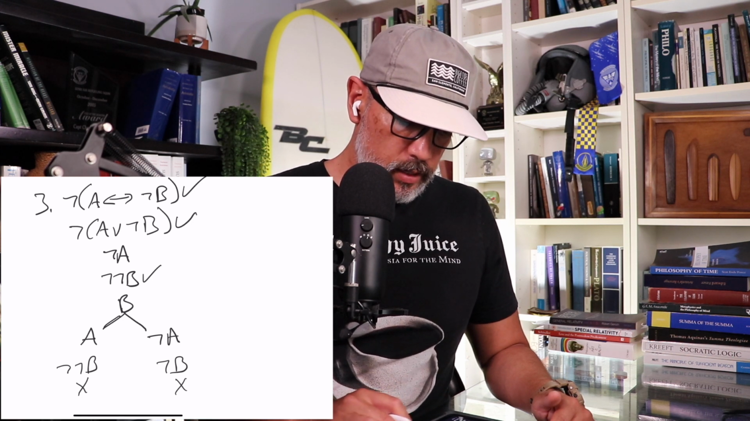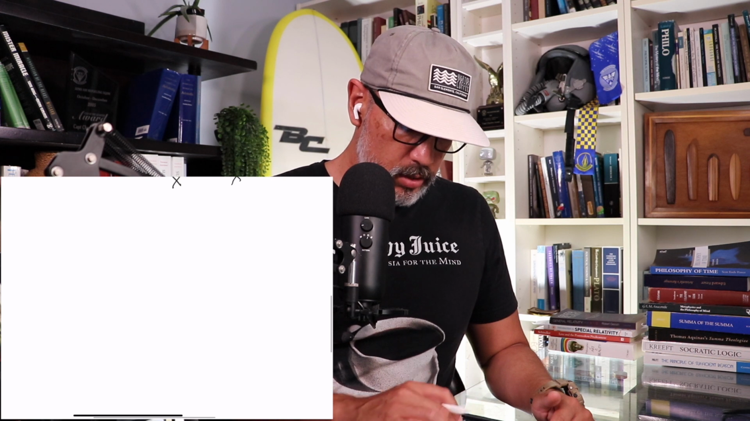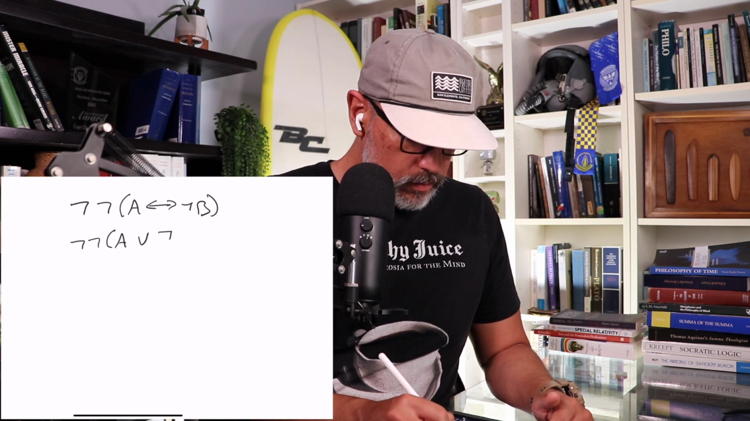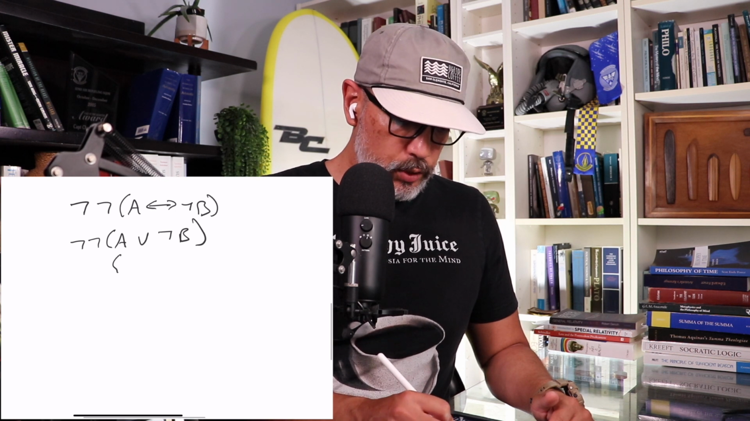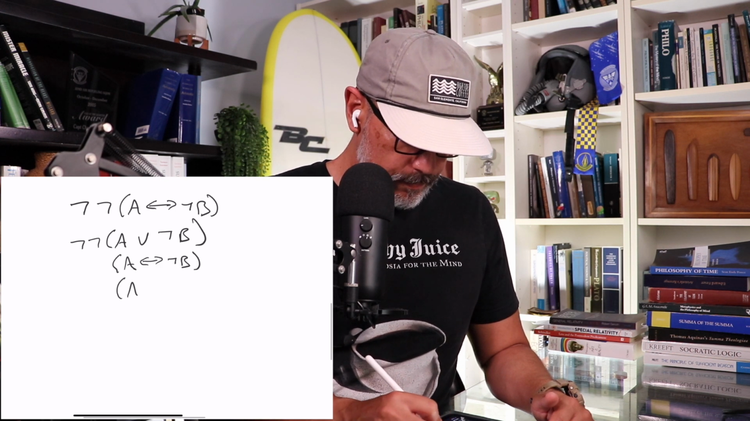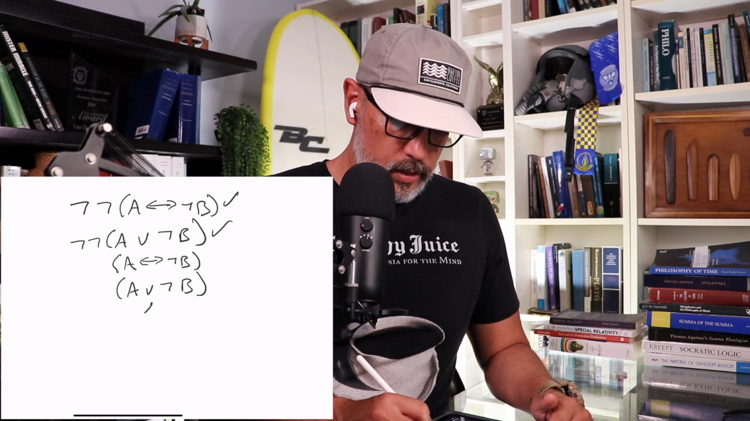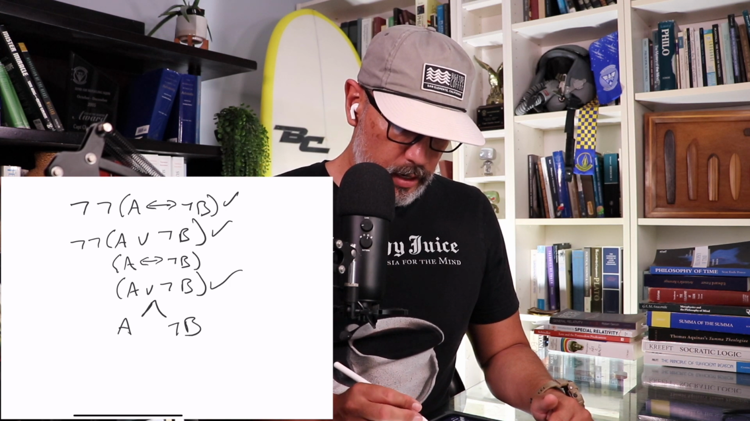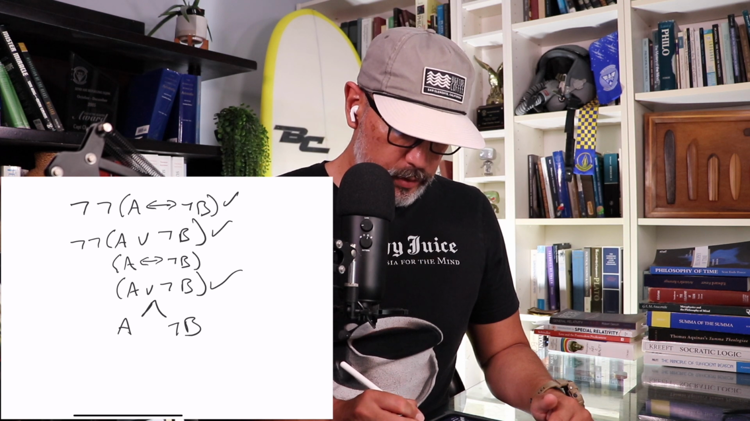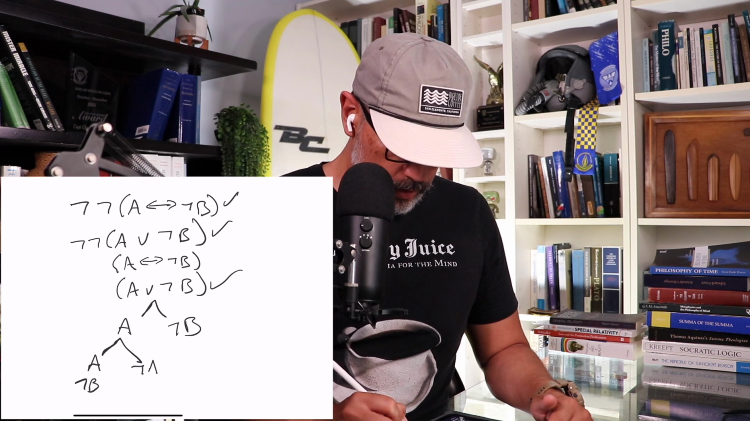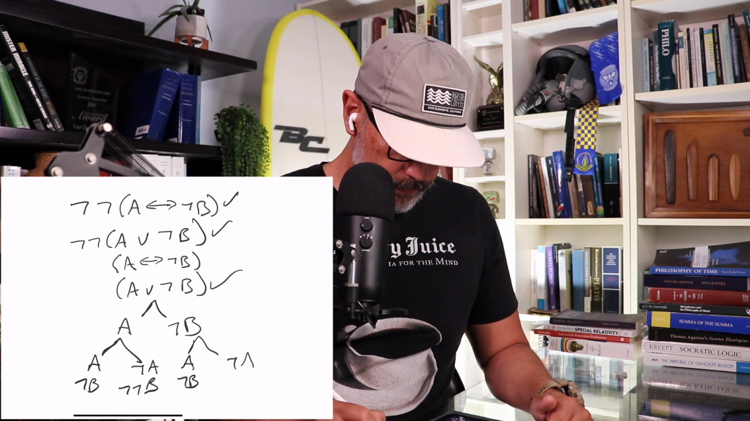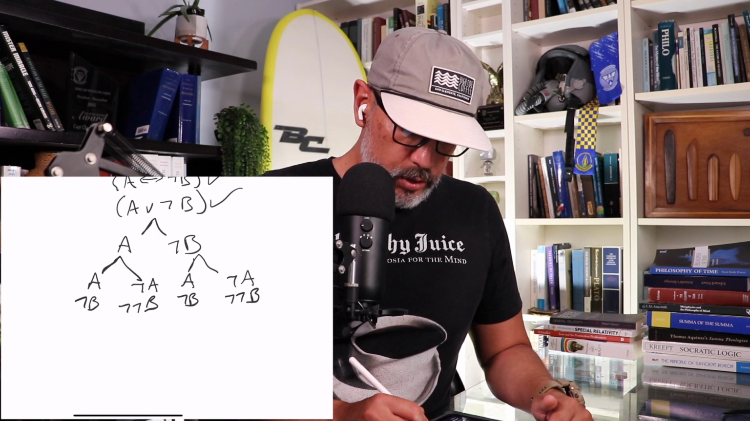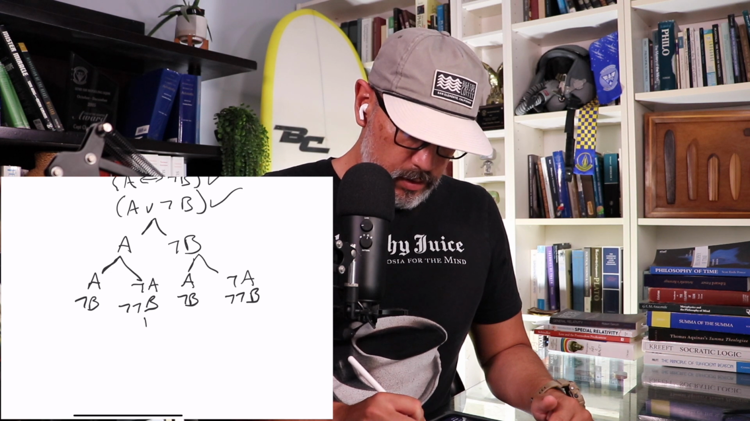Let's go ahead and do the negation of these two propositions. We have two double negation rules. And let's do the disjunction first. And then we'll do the biconditional next. And then we have the double negations on those B's.